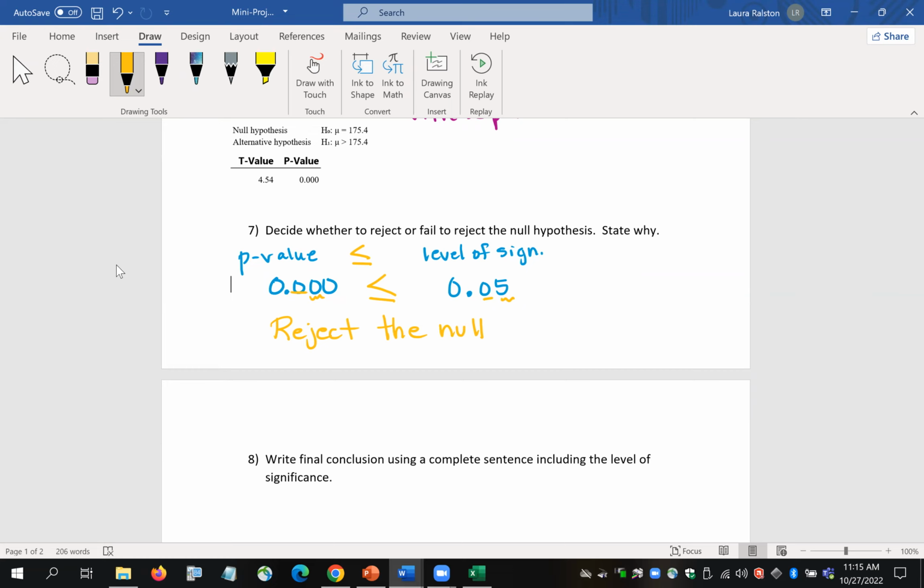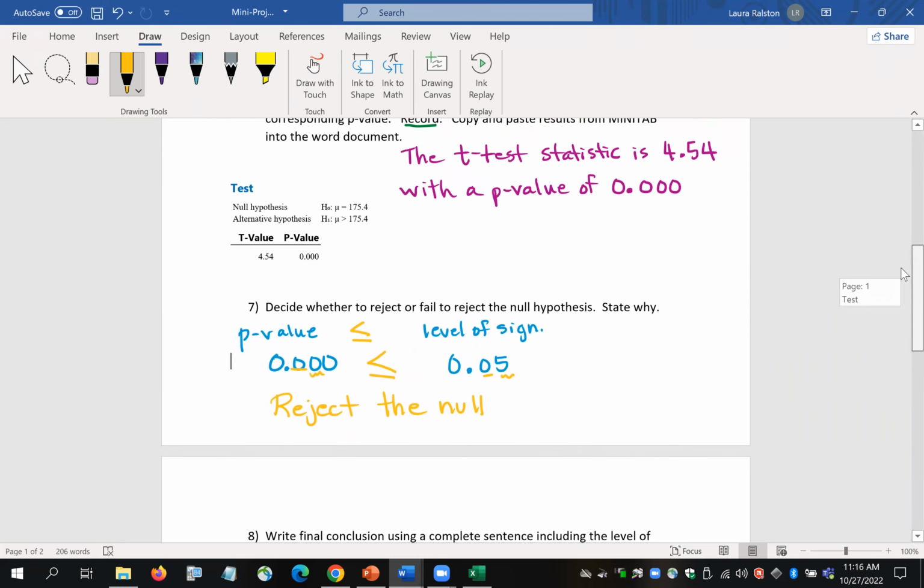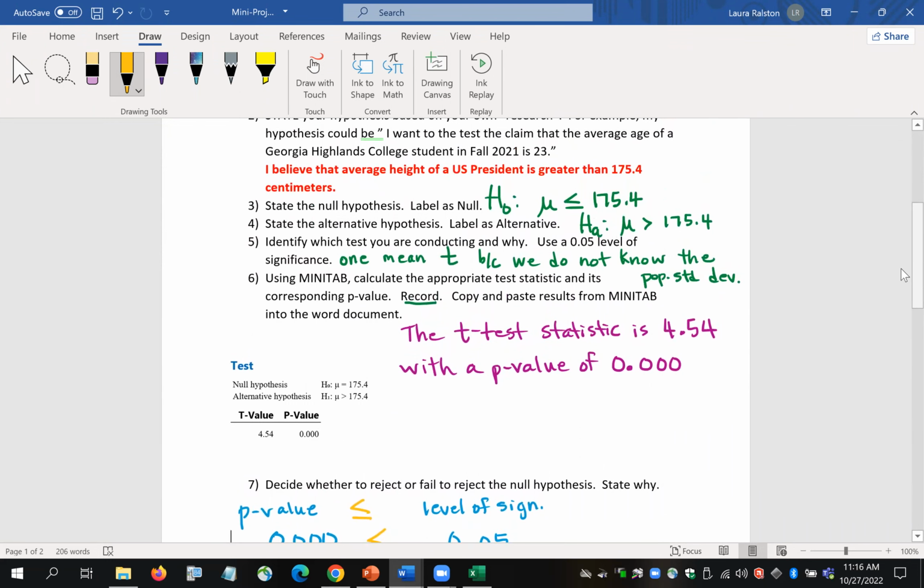Okay. And it says state why. Your why is because the p-value is less than or equal to the level of significance. That's the reason we reject the null, is because the p-value is less than or equal to the level of significance. That's what it's always been. So the last thing is to write your final conclusion. So I'm going back up here to my hypotheses. We have said we're going to reject the null, which means our null hypothesis is false or invalid, and the alternative is true or valid.